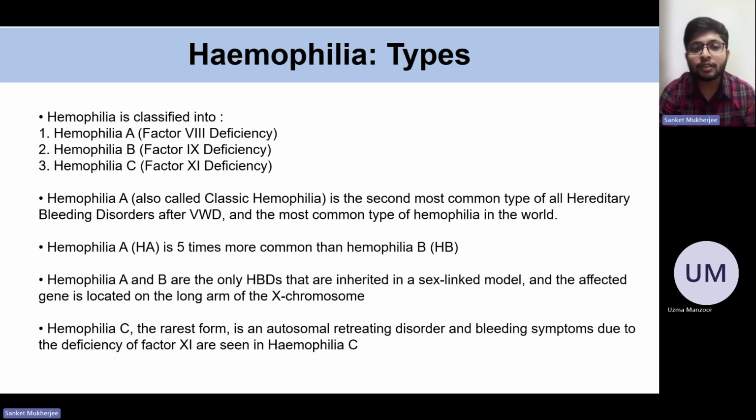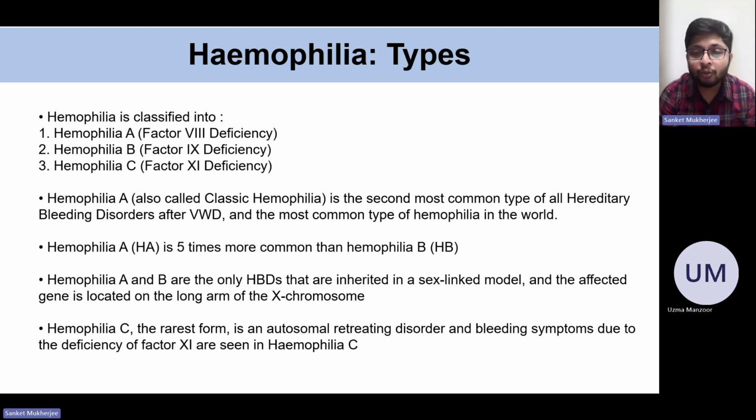Hemophilia is classified into three types: hemophilia A, B, and C, based on the factor which is deficient. Hemophilia A has factor 8 deficiency, hemophilia B has factor 9 deficiency, and hemophilia C has factor 11 deficiency. Hemophilia A is also called classic hemophilia and is the second most common type of all hereditary bleeding disorders after VWD, and the most common type of hemophilia in the world. Hemophilia A is 5 times more common than hemophilia B.